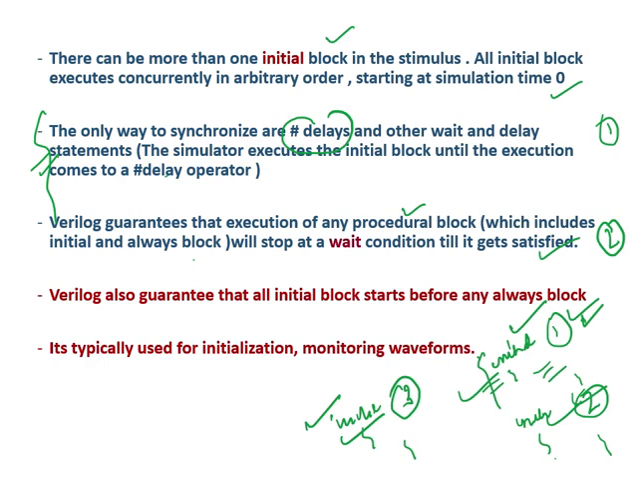Verilog also guarantees that all initial blocks start before any always block. For example, in your design there is an initial block and there is an always block. So there are two blocks in your design. What Verilog does is that first the initial block is executed, then the always block is executed. The first one to be executed is initial, then always. And why is initial used?